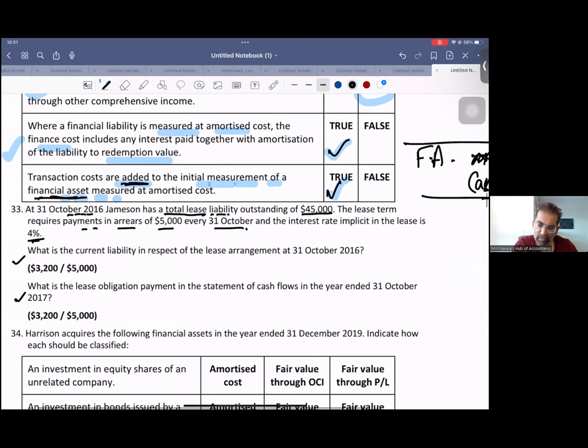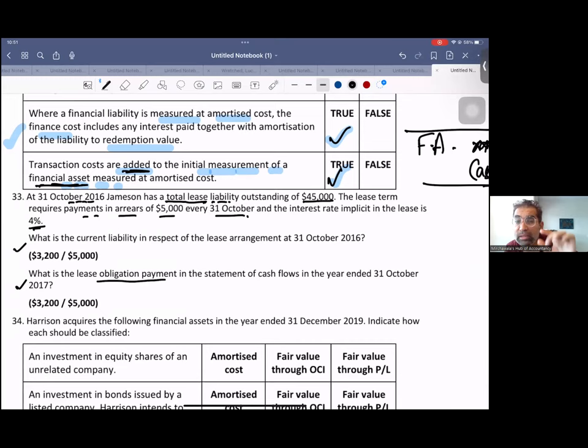Now read the requirement. What is the lease obligation payment? They are not asking about interest expense. What is the lease obligation payment in the statement of cash flow, IAS 7, in the year ended 31st October 17? So this will be 3,200. They are just asking about lease obligation payment. Lease obligation means principal amount. So next year, the principal amount which we will be paying is 3,200. The current liability you definitely will pay. So be careful. This was a quick, big dodge. So for the first and second requirement, the answer is 3,200. Take your time.